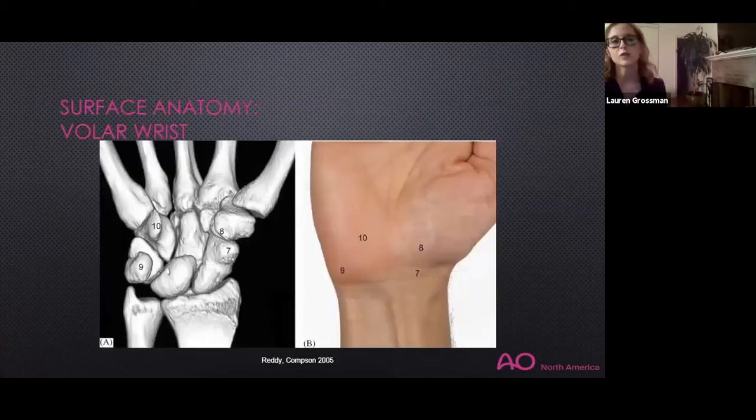As we move to the volar surface of the wrist, you can palpate this on yourself. We have our pisiform, which is number 9. The FCU attaches over there. The hook of the hamate, which is number 10, as we discussed prior.